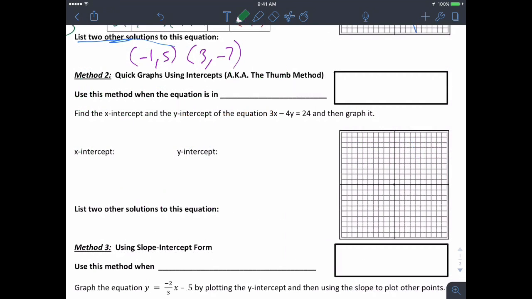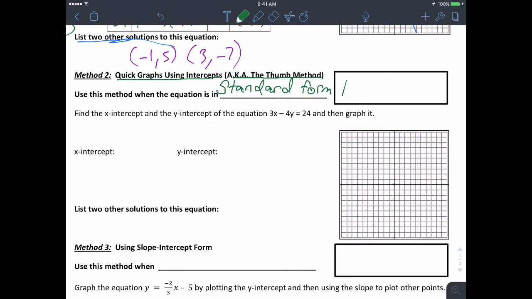Okay? Now method 2 is called quick graphs using intercepts. I like to call it the thumb method because you get to use your thumb to find the intercepts themselves. Now it says use this method when the equations are in standard form. Okay. Now what does standard form look like?